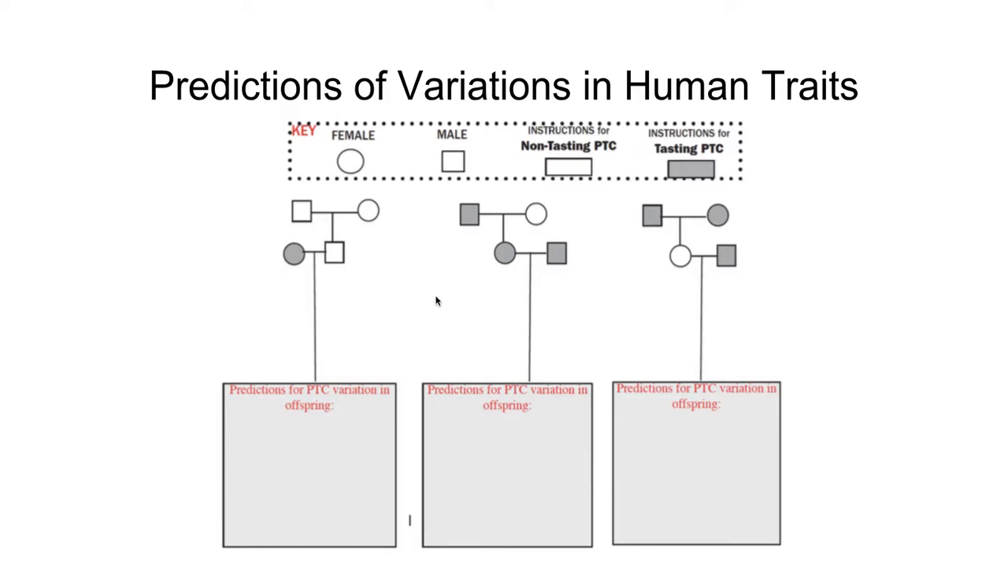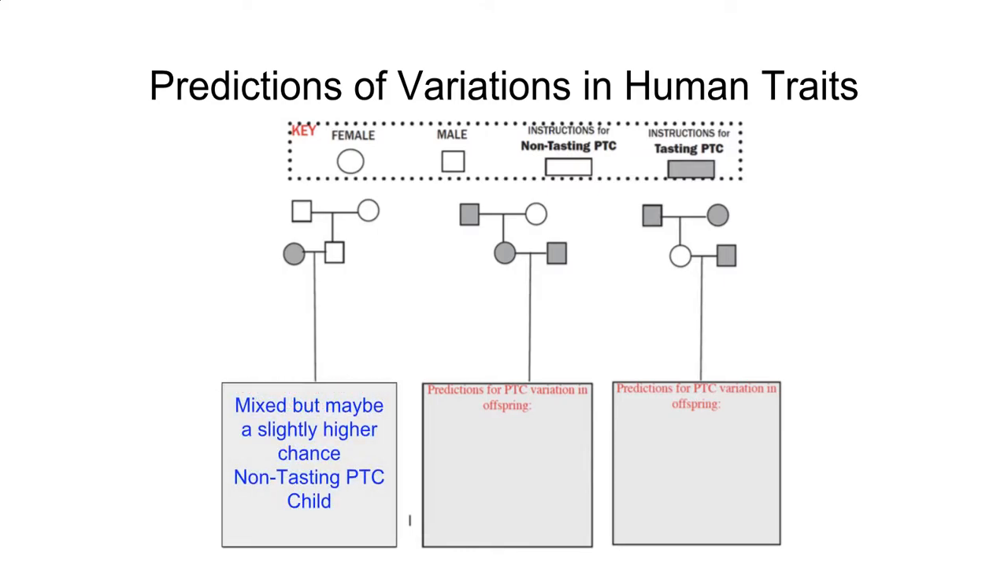So if we make predictions in variations of human traits based on grandparents being non-tasting or tasting, and then seeing where the parents are, we can make a prediction about where the next generation will likely be, as to whether they have their PTC tasting or not. So where grandma and grandpa are not PTC tasting, we can predict that it would be mixed, but maybe a slightly higher chance of non-tasting PTC children.